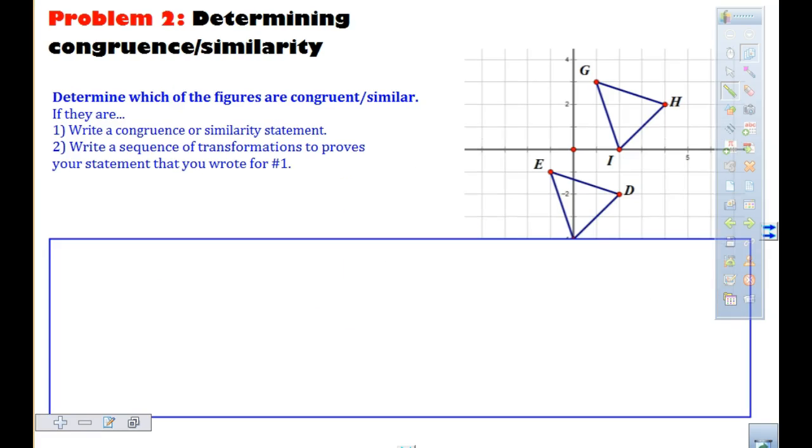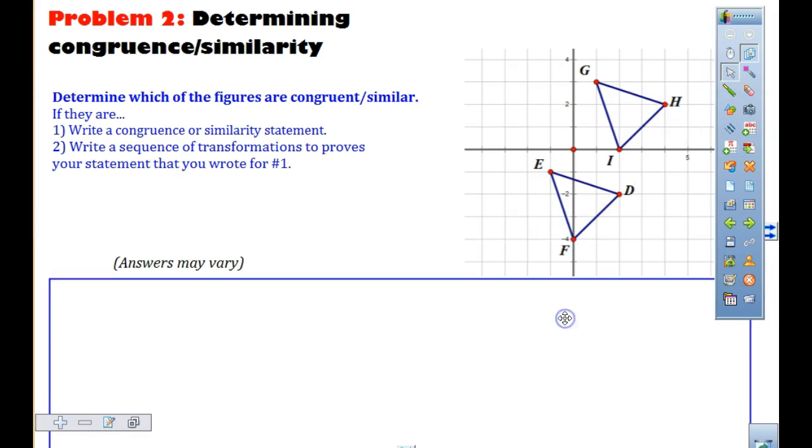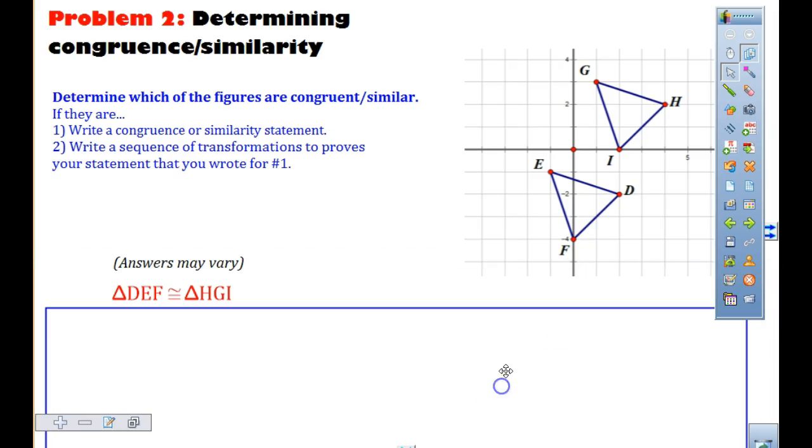On your next page, what would you say that problem 2 is? Would you say similar or congruent? These two look congruent, right? And we can check the sides. So we're going to put triangle DEF. Does that make sense? Kind of go in alphabetical order. DEF to HGI. So write that down.